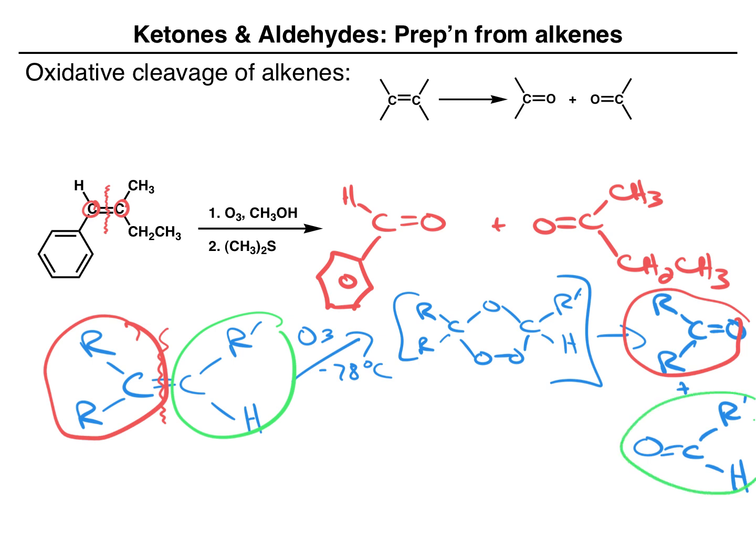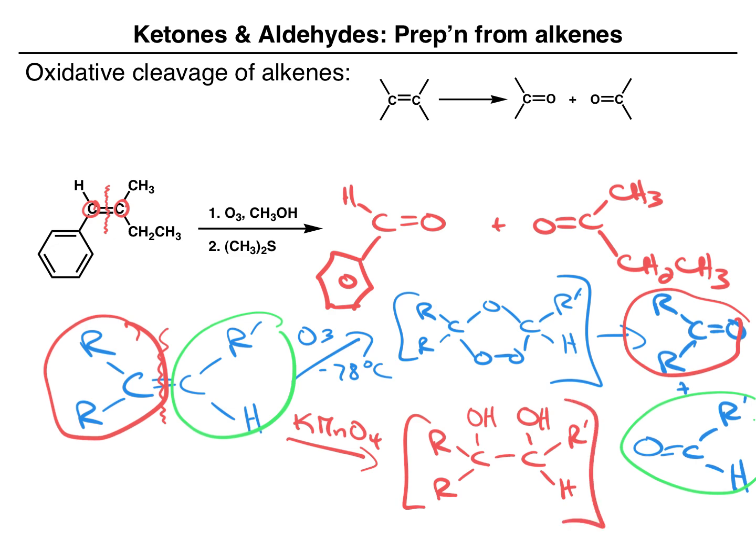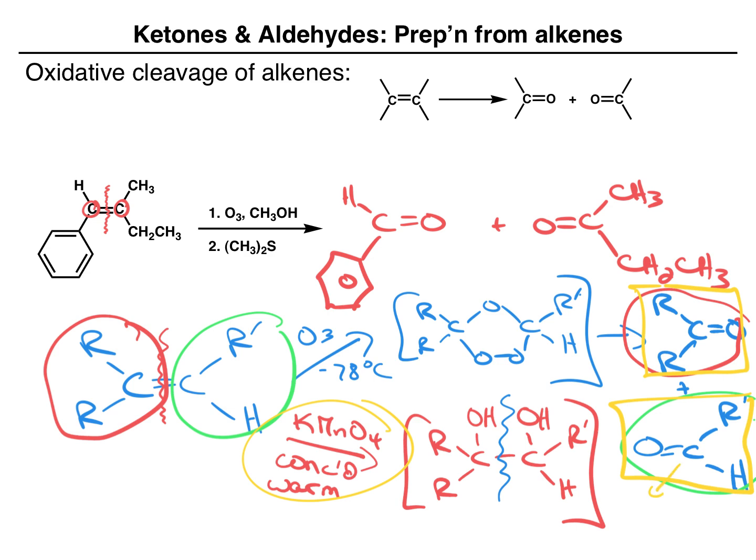An alternative is to react this alkene with potassium permanganate. When an alkene is reacted with a dilute solution of potassium permanganate and the reaction is kept cold, then this will lead to dihydroxylation, and it will stop there. But instead, if this is carried out using concentrated potassium permanganate and the reaction is allowed to warm up, then this intermediate will cleave, and that is going to give this ketone and this aldehyde. But under the conditions of potassium permanganate, this aldehyde cannot be isolated because it will be further oxidized to give the carboxylic acid.